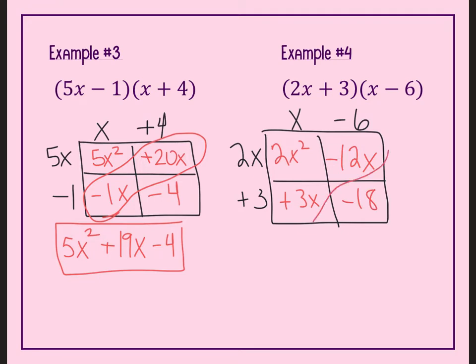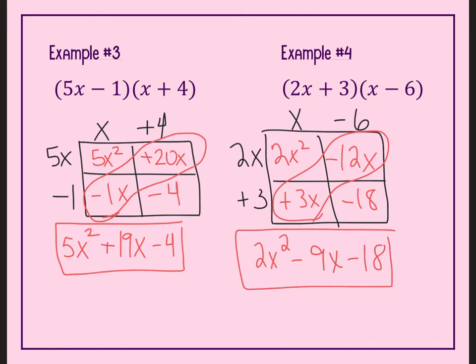Now notice that these two terms right here are like terms. So we're going to bring down the 2x squared, and now we have negative 12 plus 3. Negative 12 plus 3 is negative 9x. And bring down your minus 18. This is your final answer. So it's going to help when you have more than just one term. You have 2 times 2, so you can easily see what spaces need to be filled and how many terms you should have before you combine like terms.